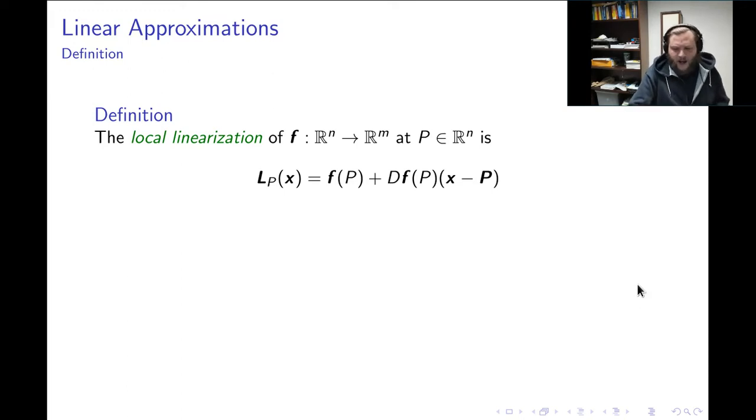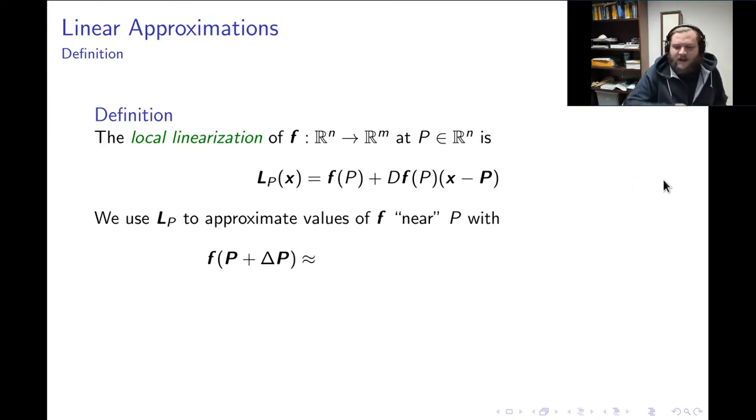And so we will use the Jacobian derivative to construct what's called the local linearization of a function from Rn to Rm. By definition, the local linearization of a function f from Rn to Rm at a point P in the domain is defined as L sub P of x equals f of P plus df of P, that's the Jacobian derivative of f evaluated at P, times the difference vector x minus P.